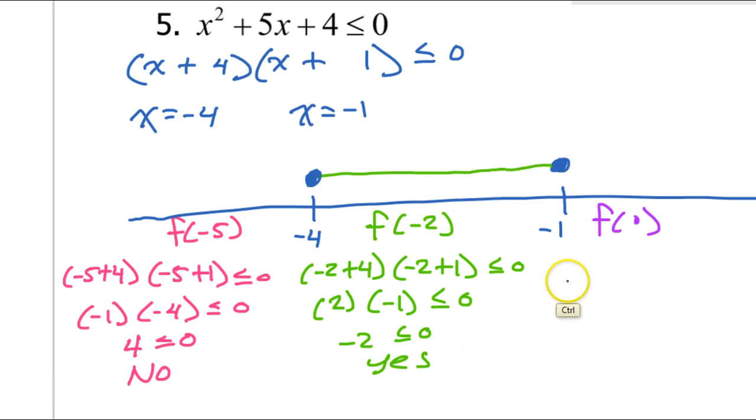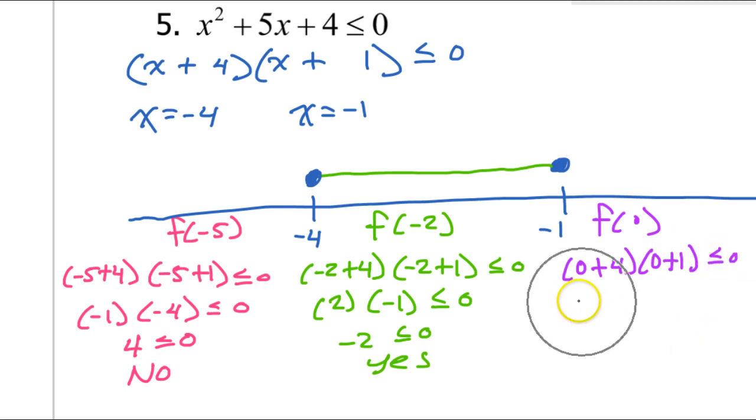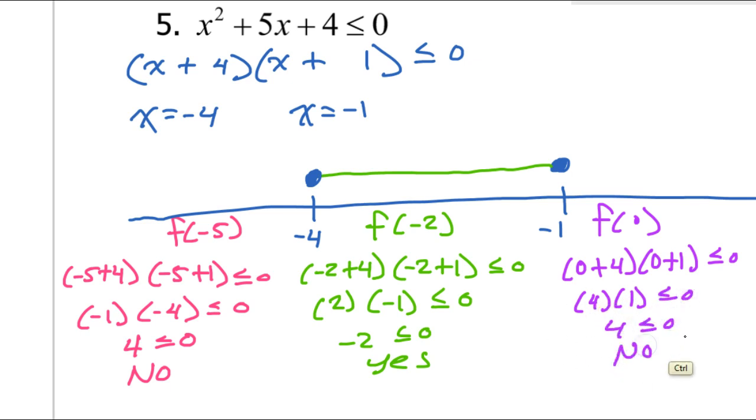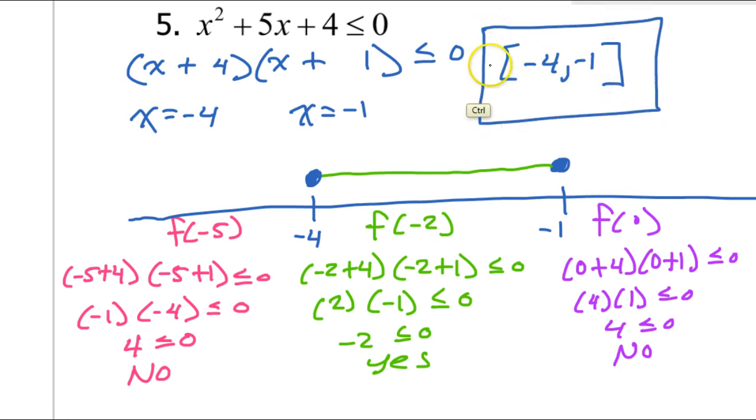All right, checking 0, I would have 0 plus 4 times 0 plus 1. And is that less than or equal to 0? Well, that would just be 4 times 1, which is just 4. So no, that's not less than or equal to 0. So I'll have no solutions in that interval. Okay, so my final answer is just this interval, which is from -4 to -1 with brackets. So this is the solution set for number 5.